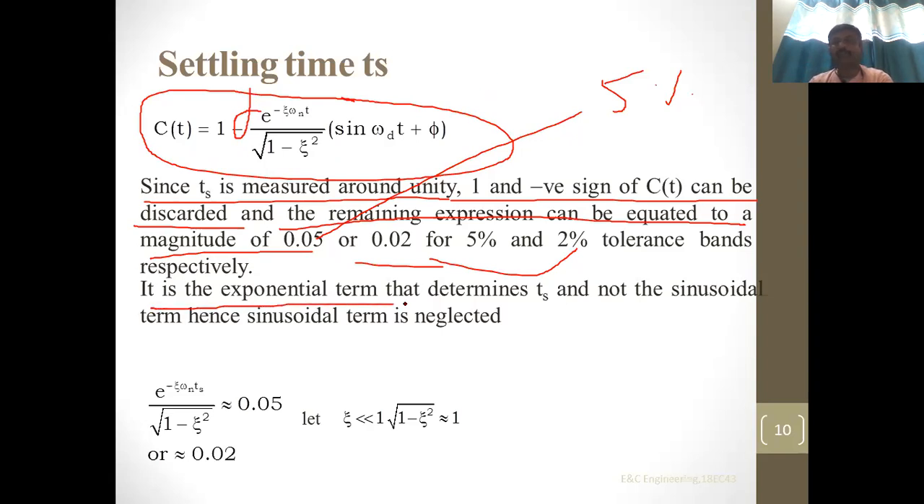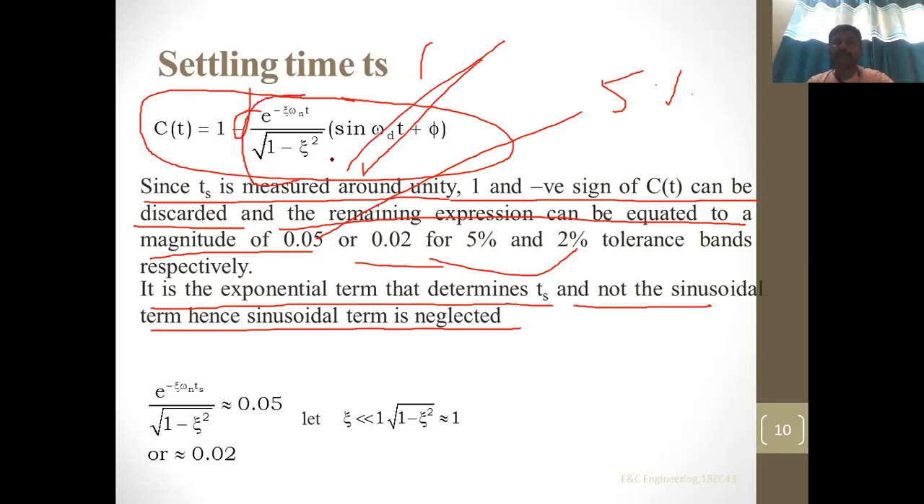Now, it is the exponential term that determines Ts. Generally, settling time is determined by the exponential term, that is e power minus xi omega n t, and not by the sinusoidal term. Hence, the sinusoidal term can be neglected. I can retain this in order to evaluate the settling time with a magnitude of 0.05 or 0.02.